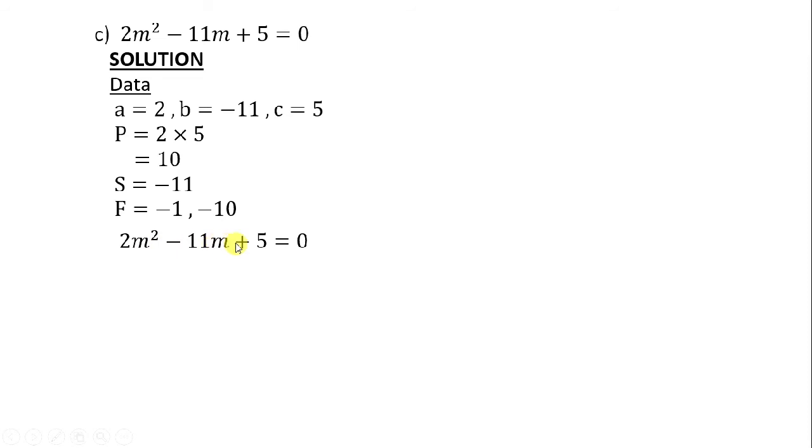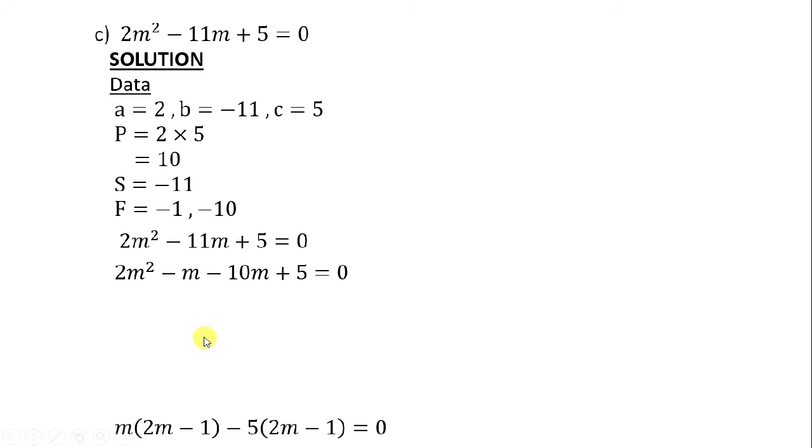So 2m squared minus 11m plus 5 equal to 0. Here, where our B is, we are going to express it as a sum by replacing it with -1 and the -10. So when we multiply -1 times a -10, we are getting a +10, but when we add them, we are getting a -11. So we'll replace that -11 using -1 and -10. So from here, what are we going to do?